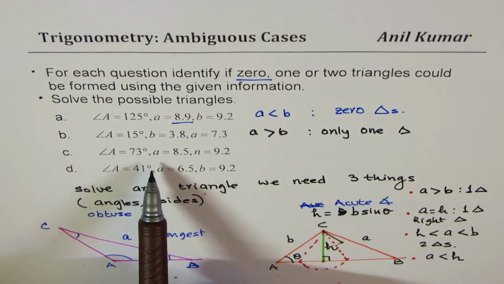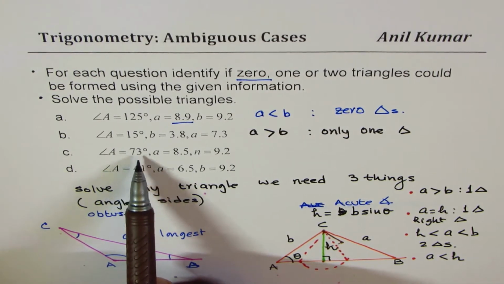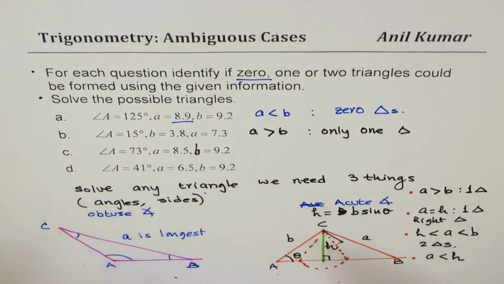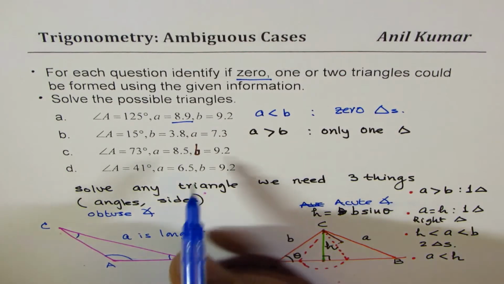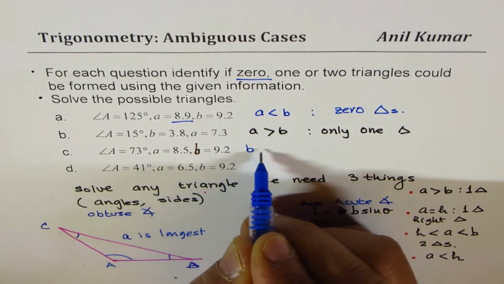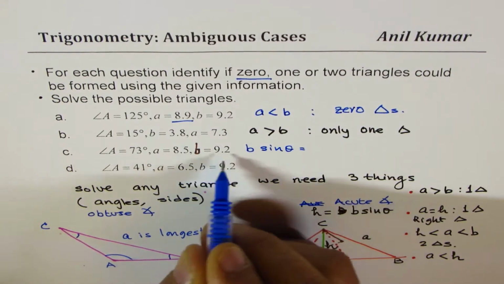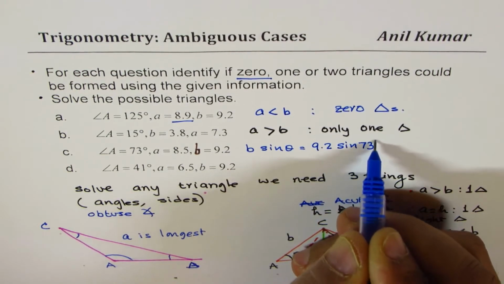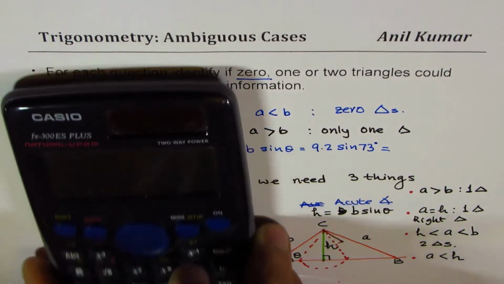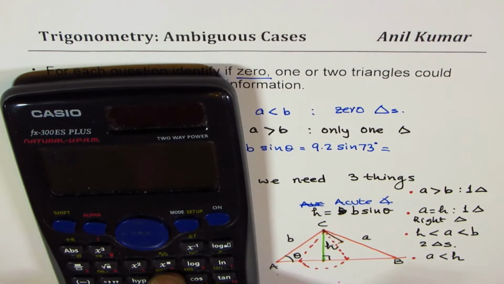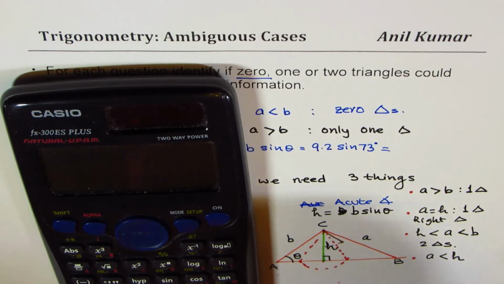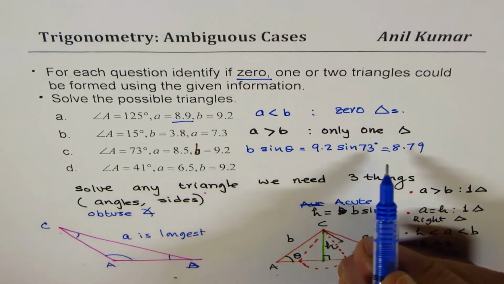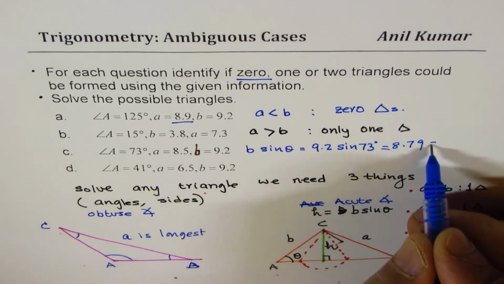So let's get to these examples again. 73 degrees, A is 8.5, and this is B. Let me correct this, B, typing error. So let's find what is B sine theta. Now B sine theta will be 9.2 sine of 73 degrees, correct? Let's calculate this value. 9.2 times sine of 73 degrees is equal to 8.79. Now 8.79 is my height. This is equal to the height.